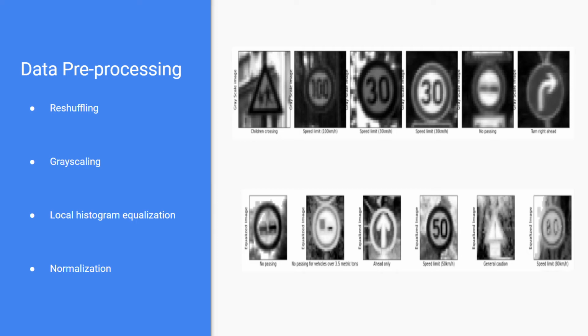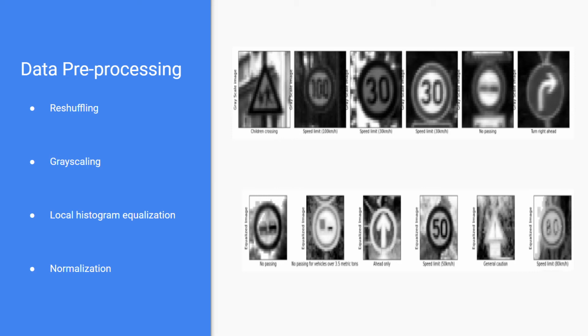The reason behind using CNN as an approach is that the level of data pre-processing is reduced comparatively to the techniques that were used before, but certain techniques of data pre-processing have to be used. These techniques include reshuffling, grayscaling, local histogram equalization, and normalization.